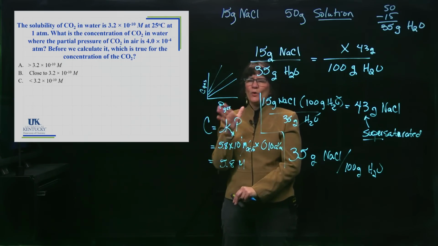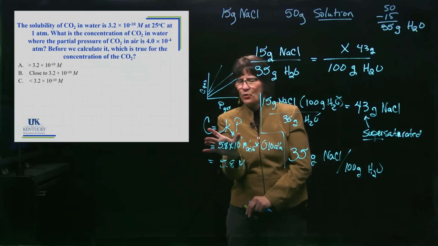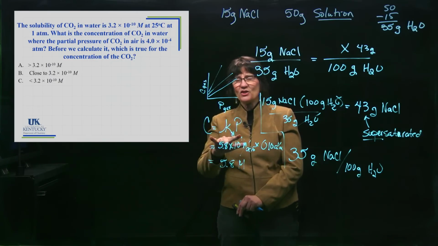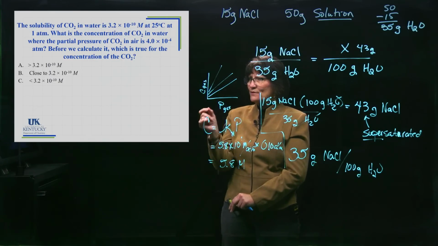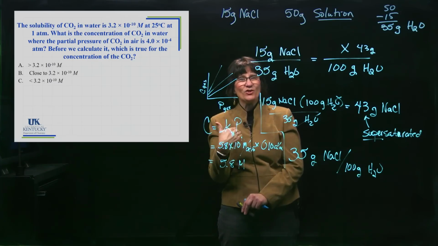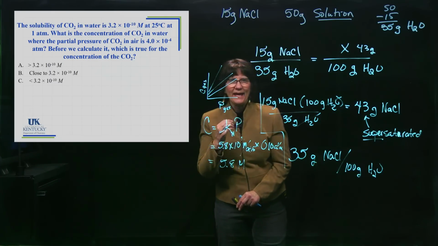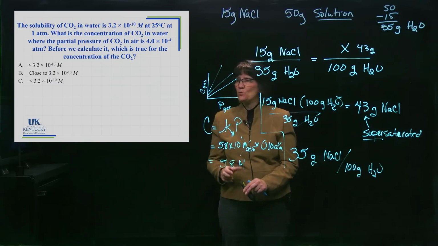Well, hopefully you have an understanding of this equation. If this is dropping, this has got to be dropping. That's what this equation is saying. And it's going from 1 atmosphere down to 4 times 10 to the minus 4. It's dropping. It's dropping a lot. So now we're going to go ahead and calculate it and see what it is.